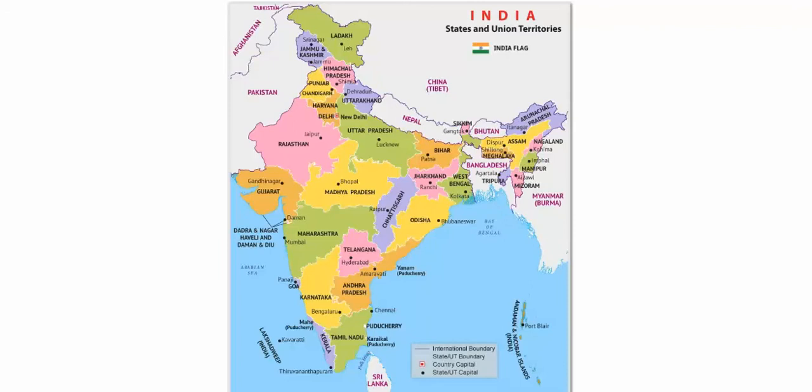Similarly, many states in India have been created on the basis of language. For example, Tamil Nadu, Tamil language; Kerala, Malayalam language; Karnataka, Kannada language; Andhra Pradesh, Telugu language; Maharashtra, Marathi language; Gujarat, Gujarati language; Odisha, Odia language are some of the examples, with so many other states which have been created on the basis of language in India. Such states are called linguistic states.